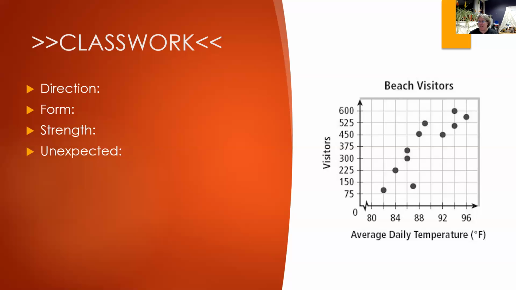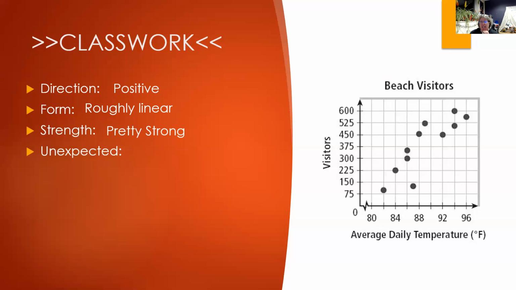All right, so hopefully you gave that a try. So our direction here is positive. It looks like it's mostly uphill. And since it's easy to tell that, I would say it's fairly linear. It's a little wonky, but mostly linear. I feel like I would have a pretty easy time fitting a line through there. So I would say that this is fairly strong.